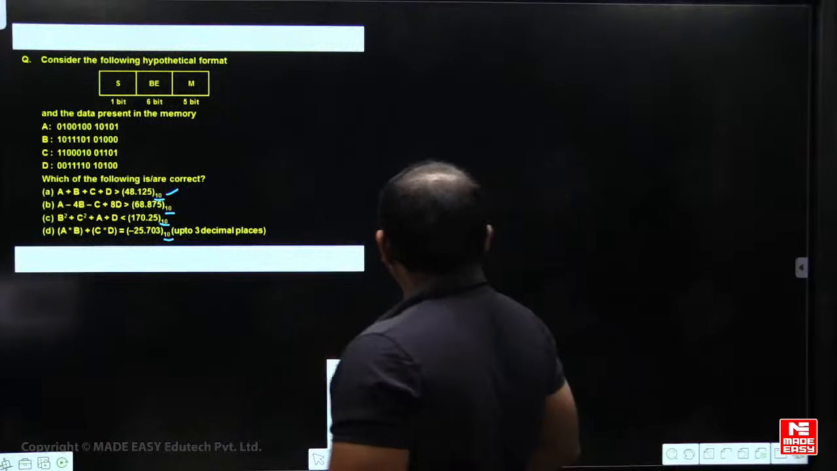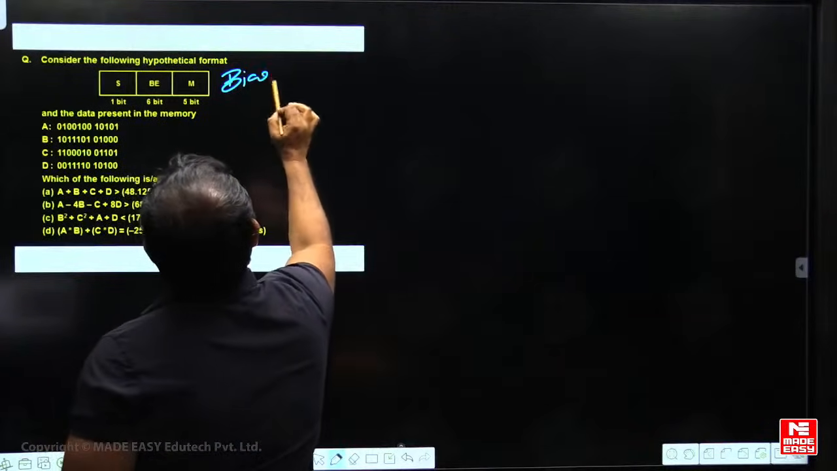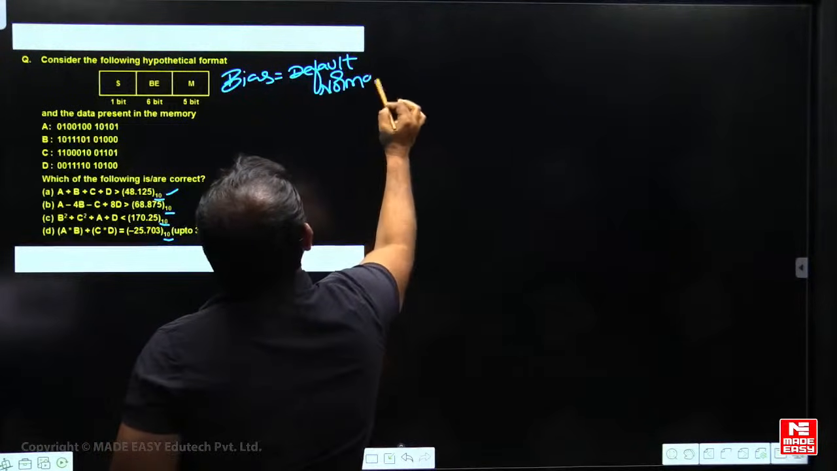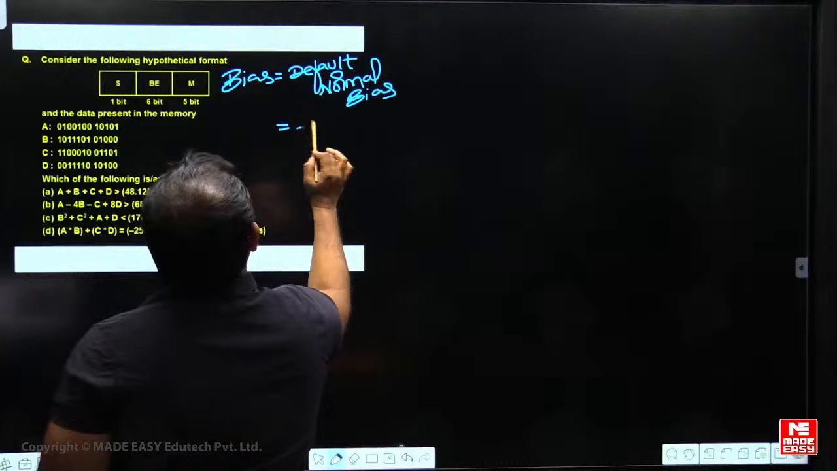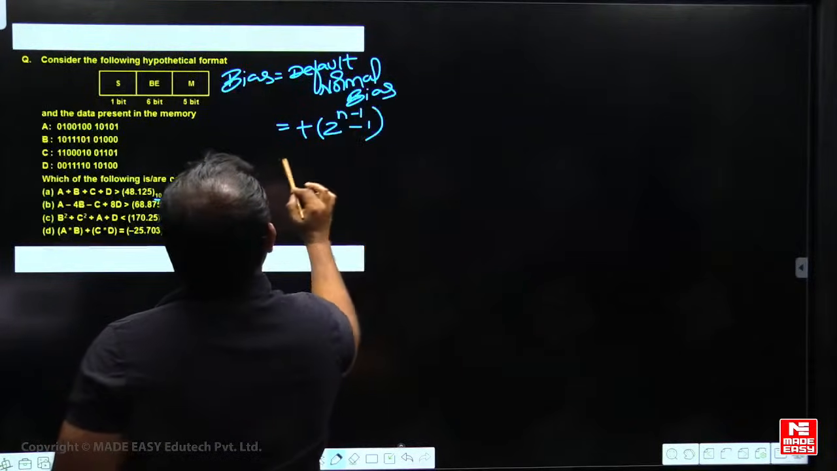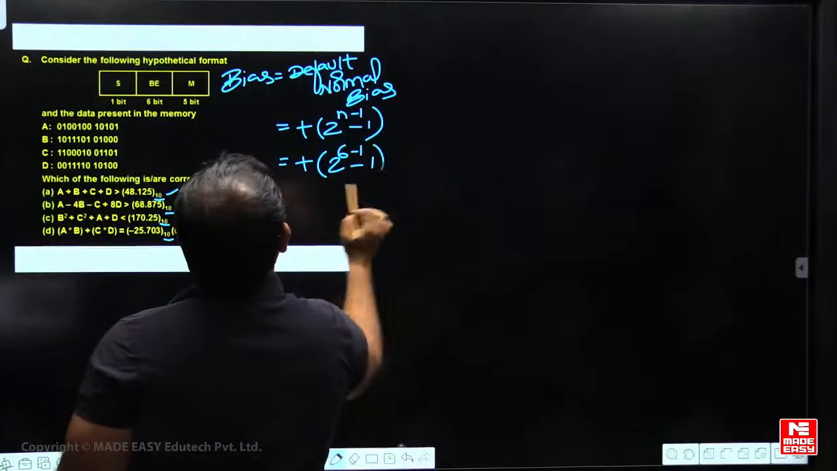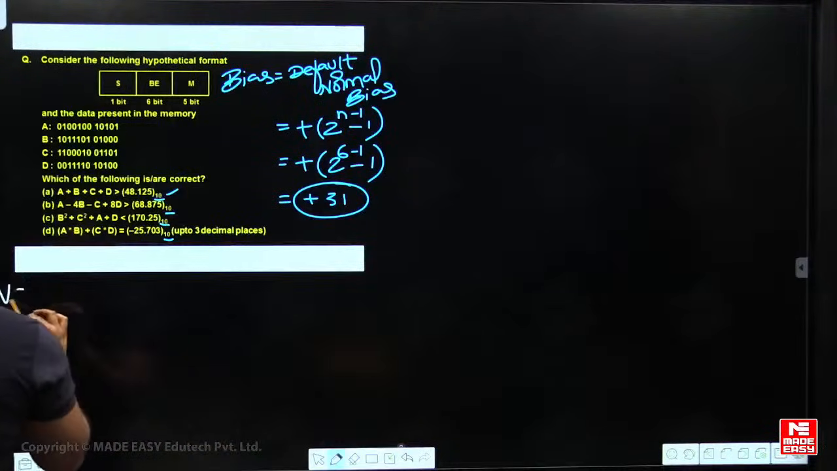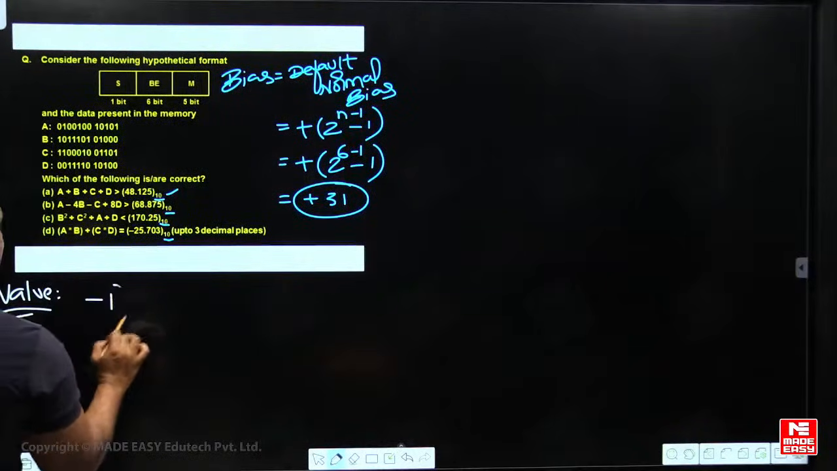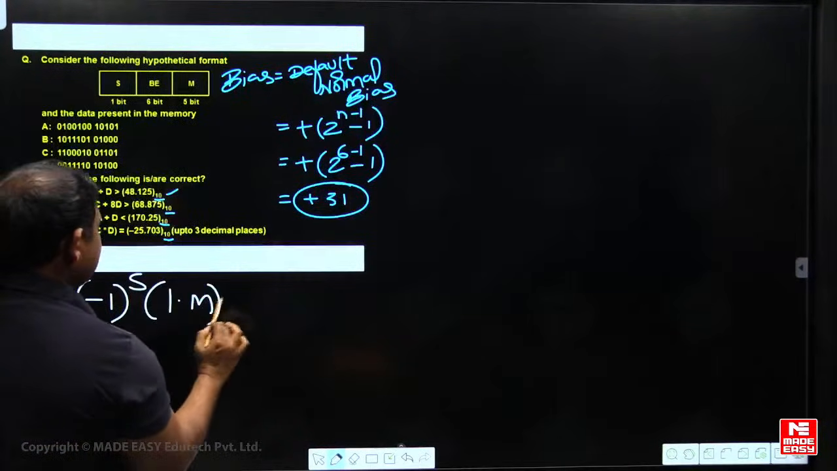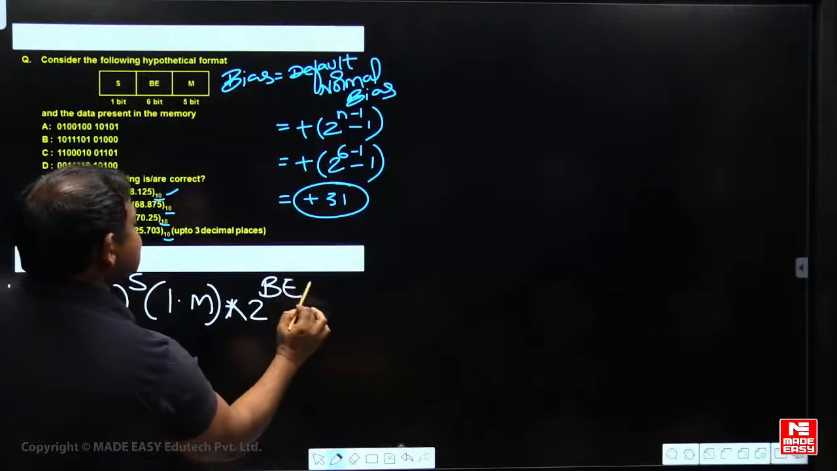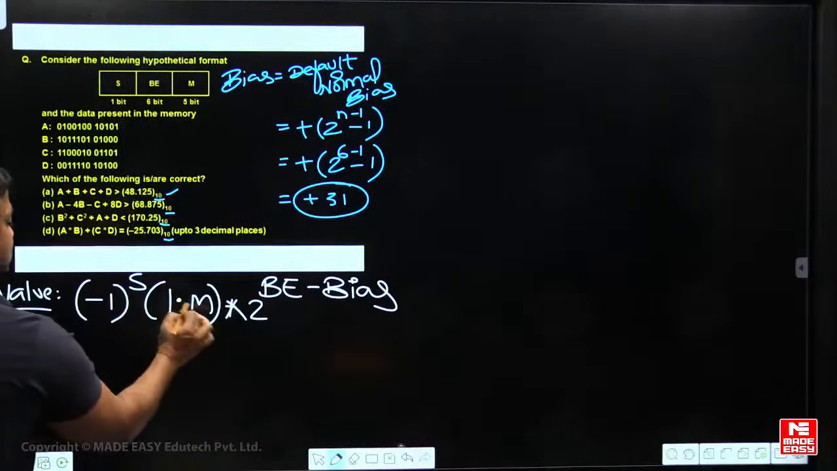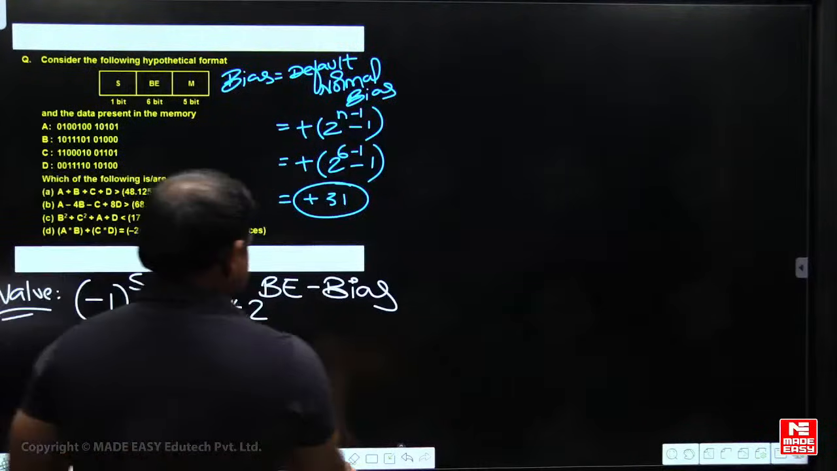So here, what is the bias? Bias equals the default normal bias, that is 2 power n minus 1 minus 1, that is plus 31. Then the value formula is: for the decimal value, minus 1 to the power of S, 1.M into 2 to the power of BE minus bias. Students, use the formula. Right. Now substitute.